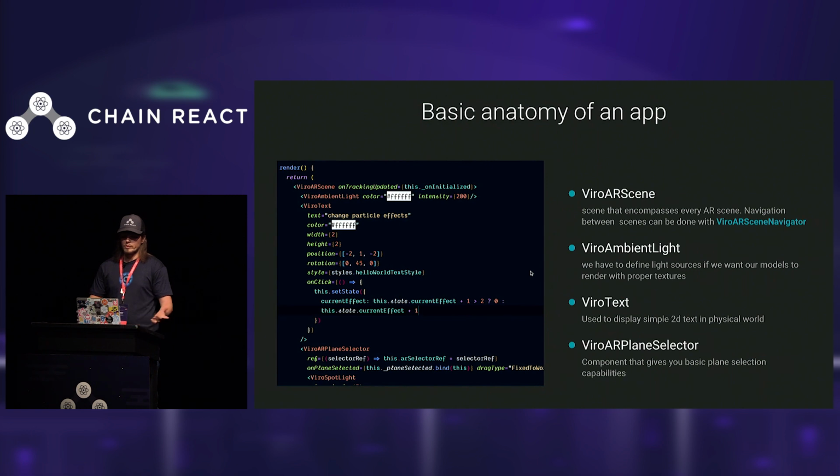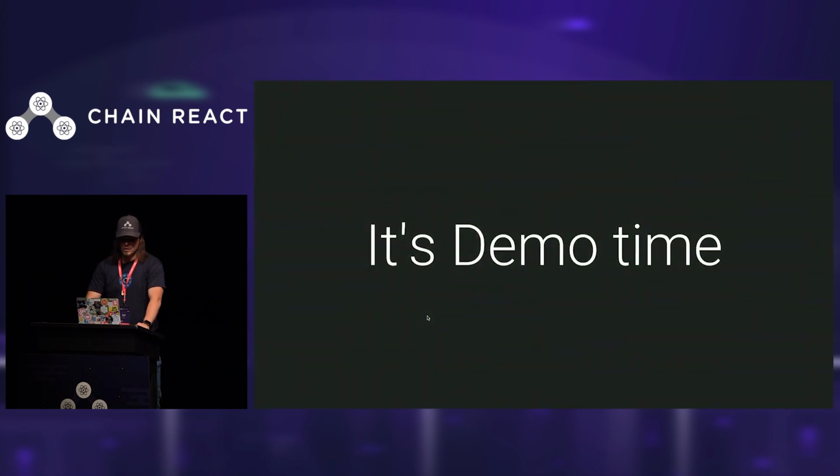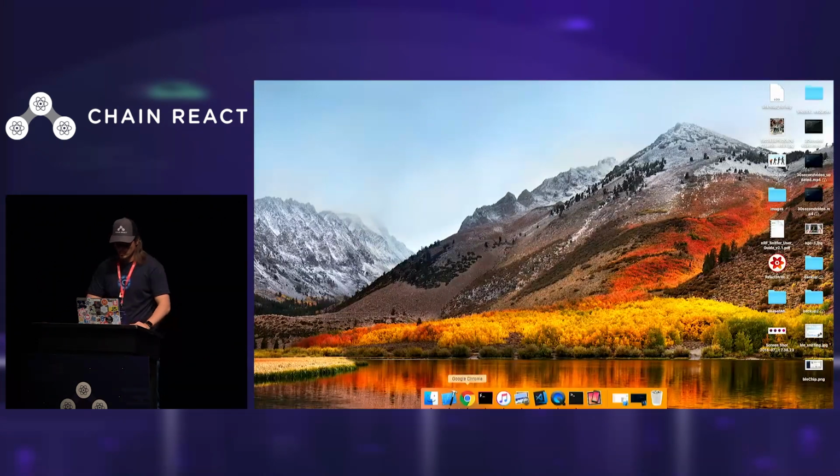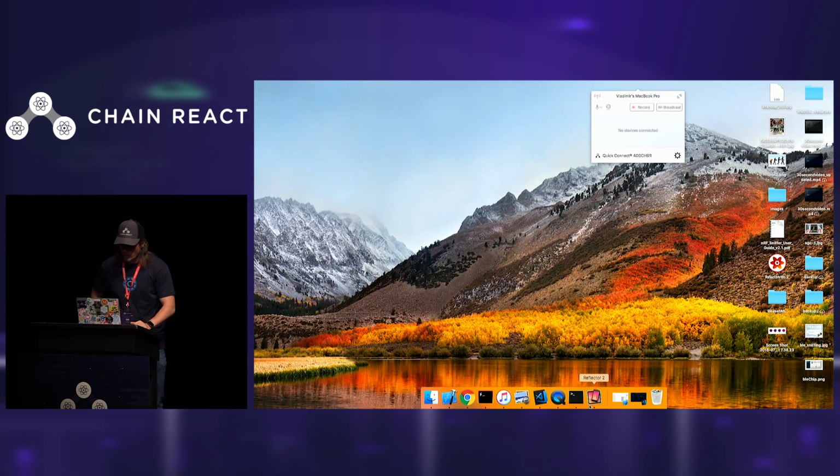So the basic anatomy of the app looks like this. We have the AR scene. We have a bunch of components. We have the scene, we have the light, we have text hanging out there. We have plane selectors. We can select various planes. And let's see it in action, how it looks. I hope it will work.